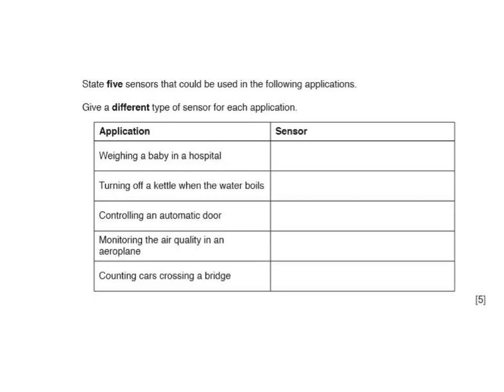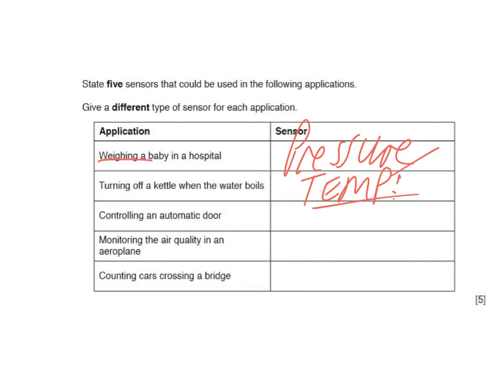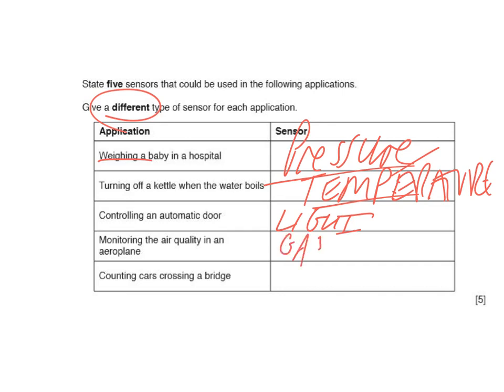Let's see about weighing babies and stuff like that. So I guess let's just fill it in. Pressure sensor would work for doing anything to do with weights. Turning off a kettle, well, I guess temperature when it's boiled. I will not be lazy. Full names, temperature sensor. Controlling an automatic door. Pressure would work, but it tells us to use a different type. So for that one, we could do light. Infrared would also work. Monitoring the air quality, gas or oxygen, and counting cars crossing the bridge.